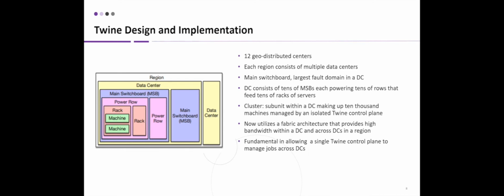But yeah, essentially this picture shows the region. Each data center has main switchboards, and each main switchboard has rows, and each row has a rack, and then you have your machines. And there could be multiple machines, but usually it's around 4 or so, but it depends.